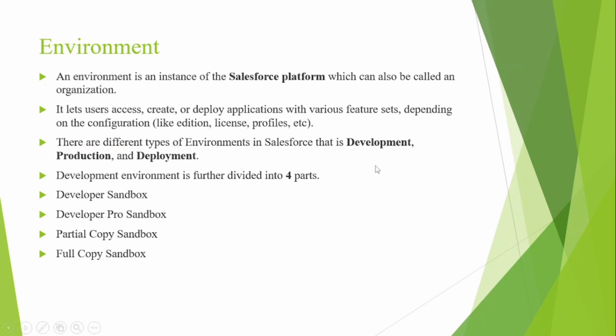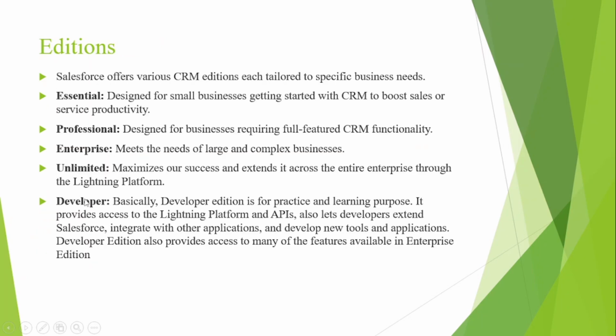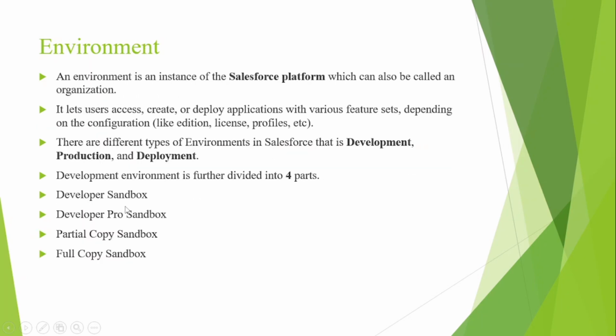Initially we have to do development, then we have to deploy it in production. This is categorized into four parts: developer sandbox, developer pro sandbox, partial copy sandbox, full copy sandbox. So what does it mean? Why are these four there? So developer sandbox is the initial sandbox where individuals or developers are going to work.